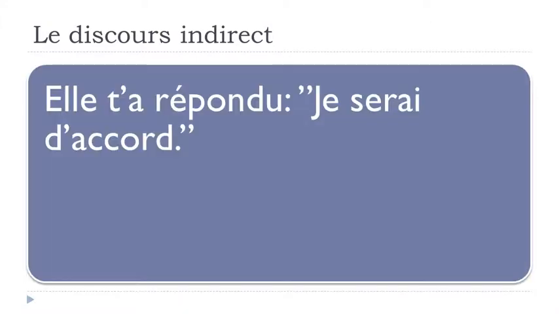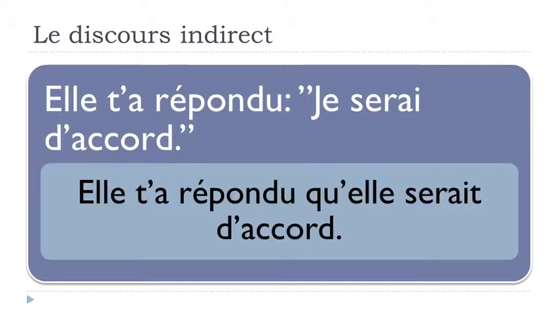So let's have a look now. Elle t'a répondu, je serai d'accord, okay? So we do agree that it's still the same here, passé composé, and in the second part, je serai, it's still the verb to be, but remember, it's the futur simple form. Je serai d'accord. And so it will become, elle t'a répondu qu'elle serait d'accord, okay? They look quite similar, but keep in mind that this form here is the conditionnel présent form. Elle t'a répondu qu'elle serait d'accord.